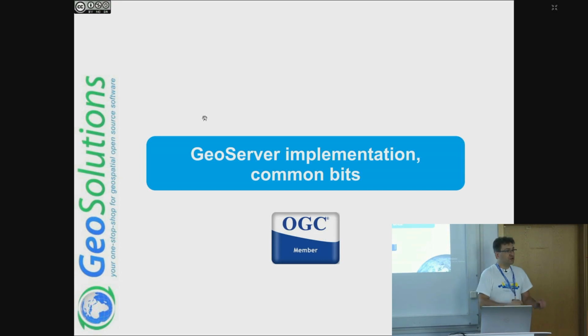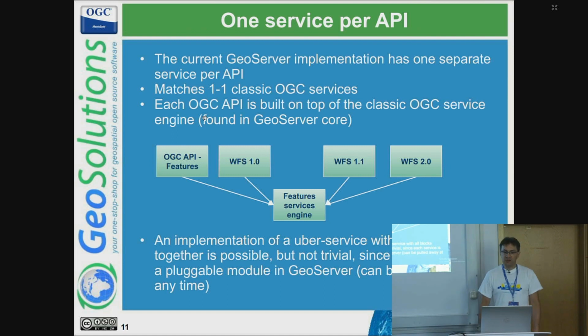Common bits of the GeoServer flavor of OGC APIs. OGC APIs are very flexible. They can be implemented in a variety of ways. What's the GeoServer take on it? One service per API. We don't do the giant tree with all the APIs baked all together. We have an approach that mirrors the classic OGC services. So we have an OGC API Features service and then an OGC API Tiles, but they don't overlap.